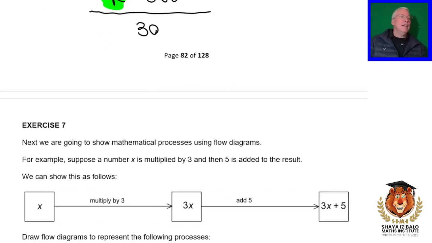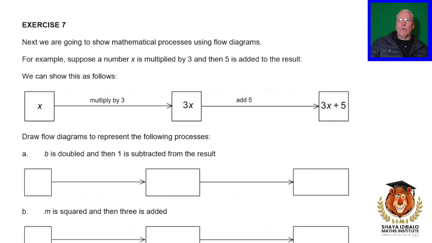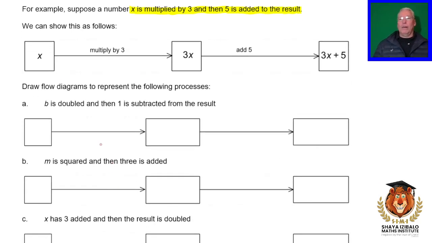Okay, right. The next example we're going to look at is a sort of little flow diagram, which shows a kind of process of what's happening. So, suppose a number is multiplied by 3, and then 5 is added to the result. So we've got a number x, and it's multiplied by 3, then 5 is added to the result. So we could draw this in a little flow diagram. We start off with x, we multiply it by 3, that's then called 3x, and then we add 5, and there's our answer. Right, so we're going to do one together, and then we're going to ask you to pause the video and try a whole lot of these yourself.